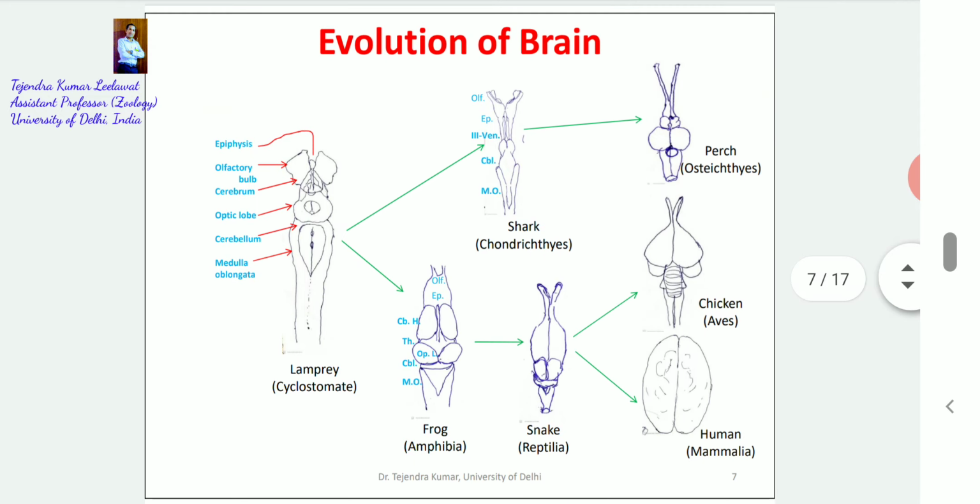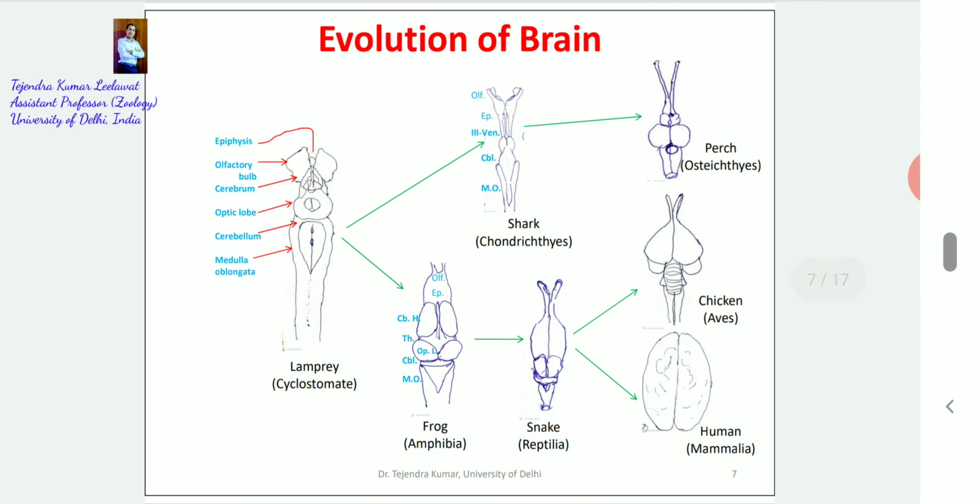Now coming to the evolution of the brain. The evolution of the brain has a specific plan. If you go through all these organisms one by one, you will find that they have different types of brain, and they all originated in a fascinating manner. The first one is the lamprey and cyclostome. Here I mentioned all these names, and later we will discuss how it was modified.